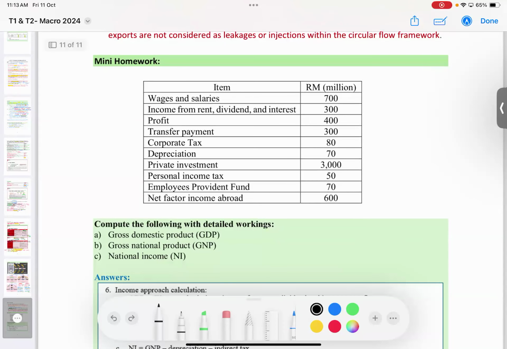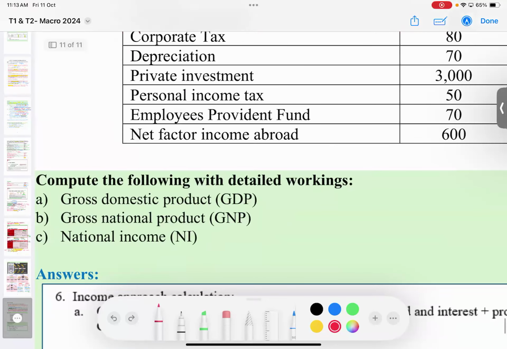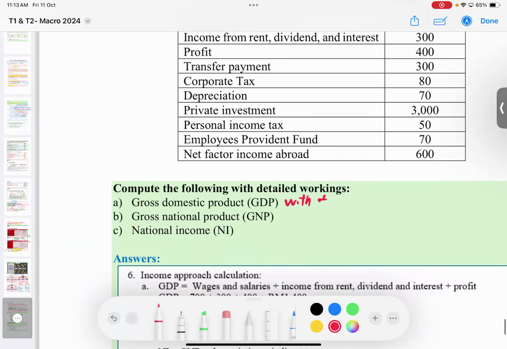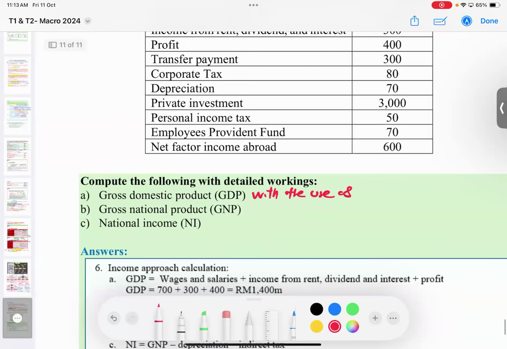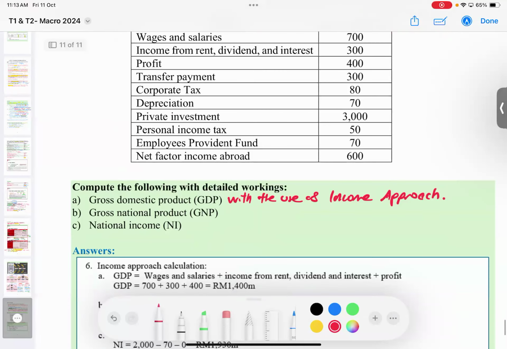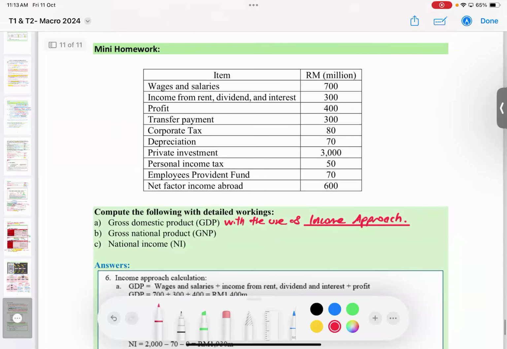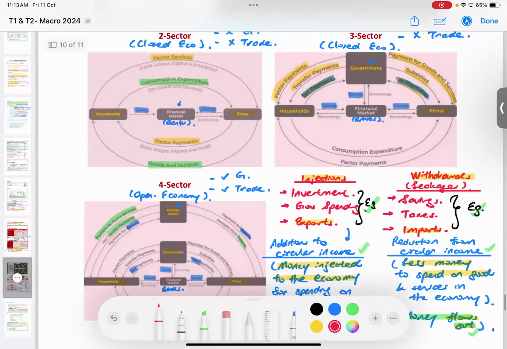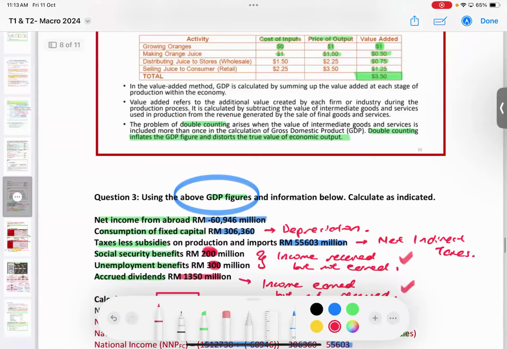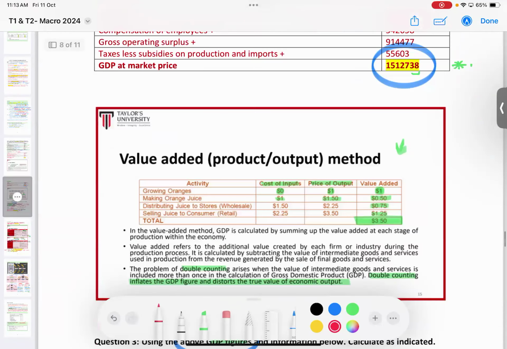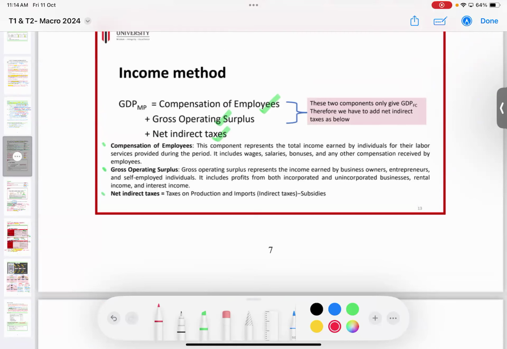Let's say the first question, compute GDP. I will specify GDP with the use of income approach, so you only take the components of income approach. Let's do a quick one. Income approach, what is the formula again? We just learned: the compensation of employees plus the gross operating surplus plus net indirect tax.